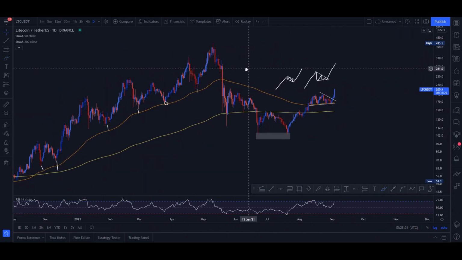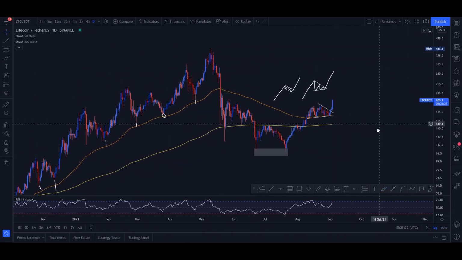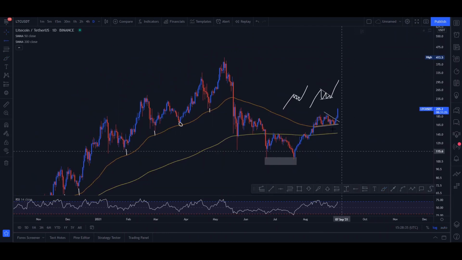And obviously Litecoin does have some solid fundamentals. So if you're a long-term investor, buying in even at this price where it's at currently would not be a bad thing to do, right?